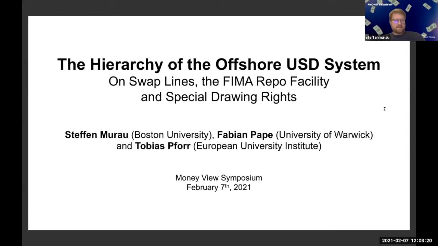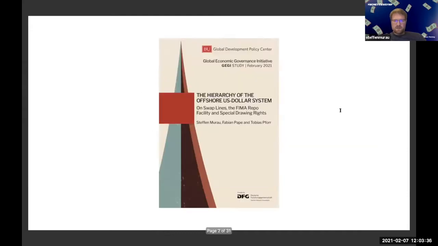So the paper that I'm presenting is co-authored with Toby, who has just discussed, and Fabian, who's on the call as well. It is called The Hierarchy of the Offshore US Dollar System: Swap Lines, the FIMA Repo Facility, and Special Drawing Rights. It's quite good timing because we've actually just launched it. This week, we haven't really advertised it yet, but it's online.